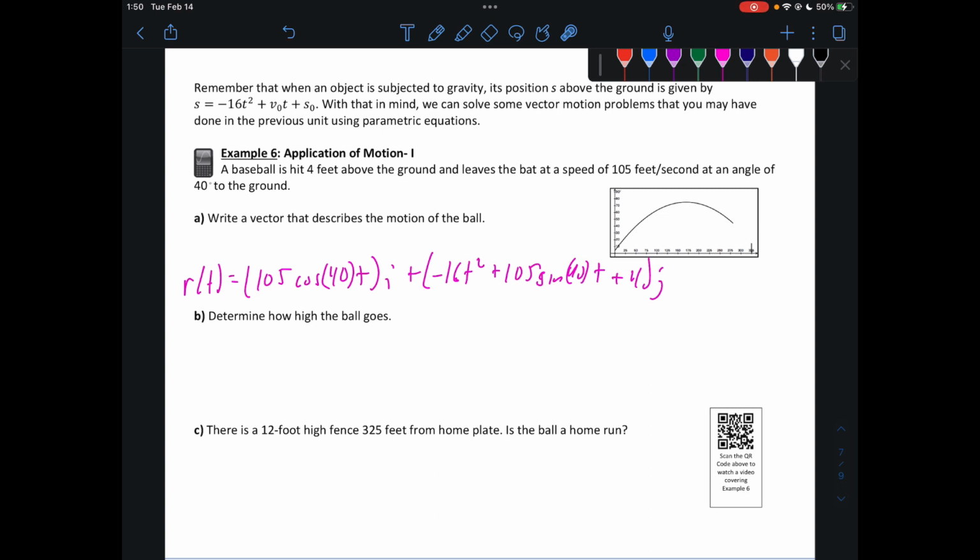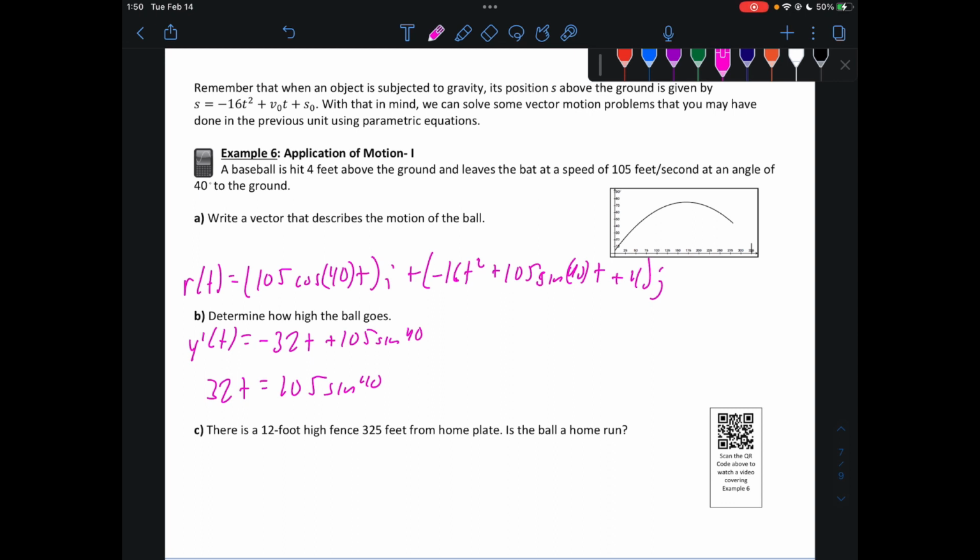Question B says determine how high the ball goes. So what we're going to want to do is take the derivative of the y coordinate and see when that equals 0. First, y prime of t is -32t plus 105 sine 40. The derivative of 4 is 0. We're going to set that equal to 0, so I want 32t equal to 105 sine 40.